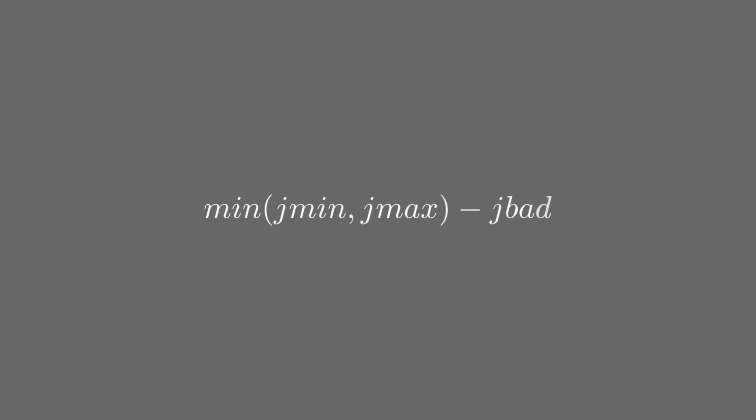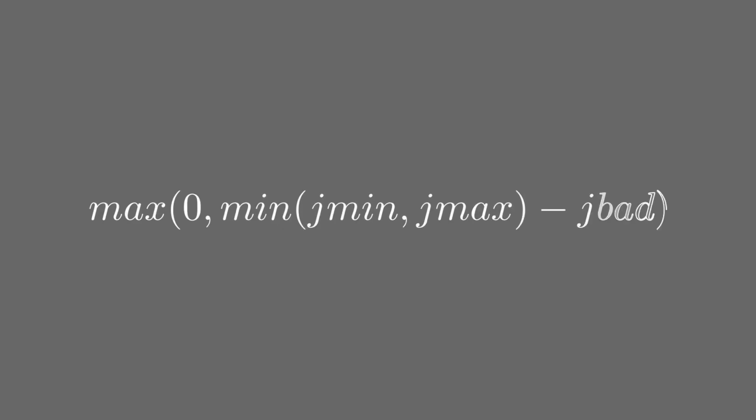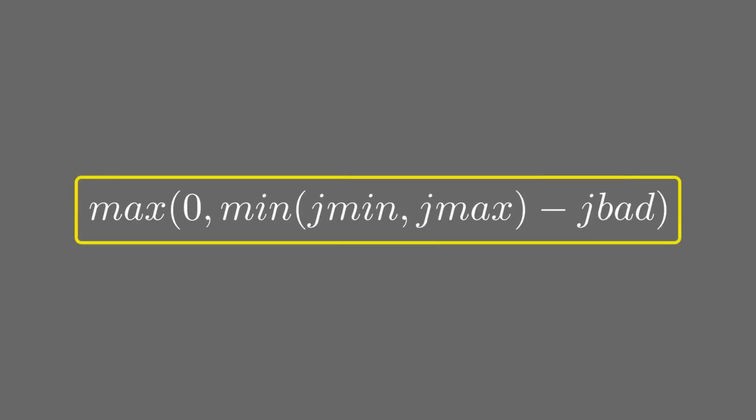But wait, this could be negative. We cannot have negative subarrays, so we take the maximum of 0 in our calculation. The final amount is maximum of 0, minimum of JMin, JMax minus JBAD.